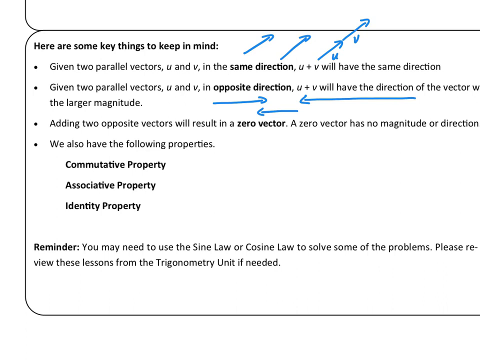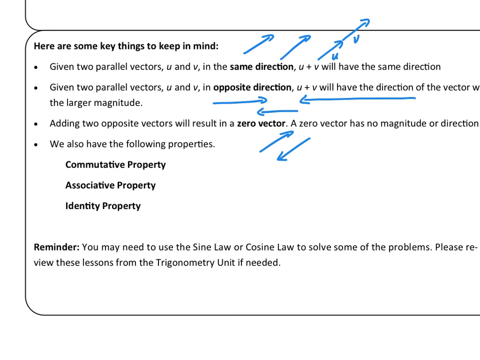Adding two opposite vectors will result in a zero vector. So for example, if they have the same magnitude but they're going in opposite directions, when we add them together, they're actually going to cancel each other out. So then we end up with what's called a zero vector.